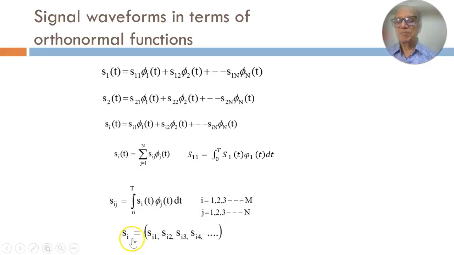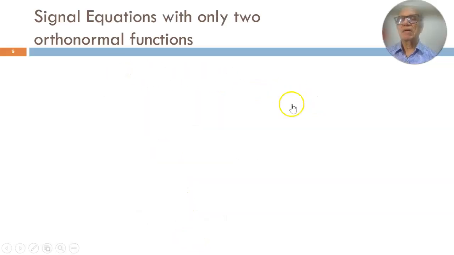So Si becomes a vector, which is a set of all the coefficients. We'll see how it is shown geometrically soon, but understand that S1(t) is one definition of the signal in the time domain, but it can also be defined in another domain by using only the coefficients here. Okay.